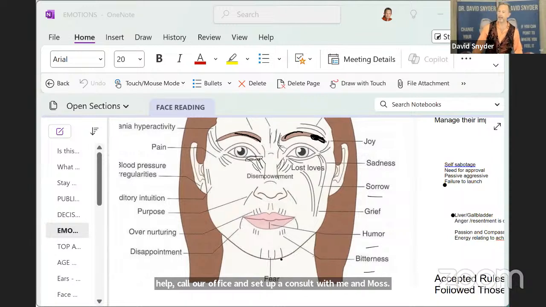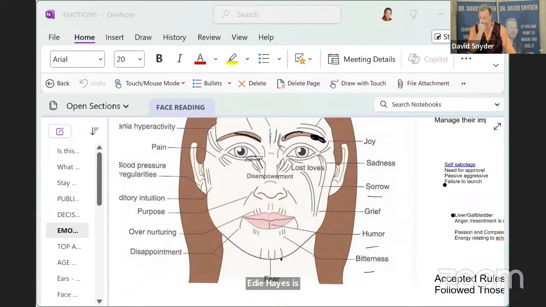Edie Hayes is saying a horizontal line between the nose and the lip is usually fertility issues. This person has a block, usually in the uterus or sometimes the fallopian tubes, but it's usually a Jing issue. There's some kind of deficiency or blockage that needs to be resolved.